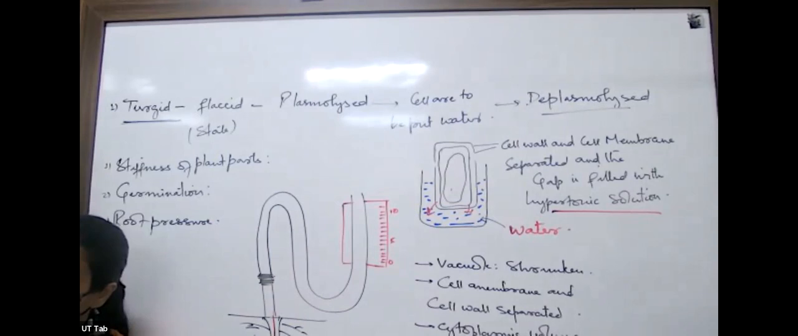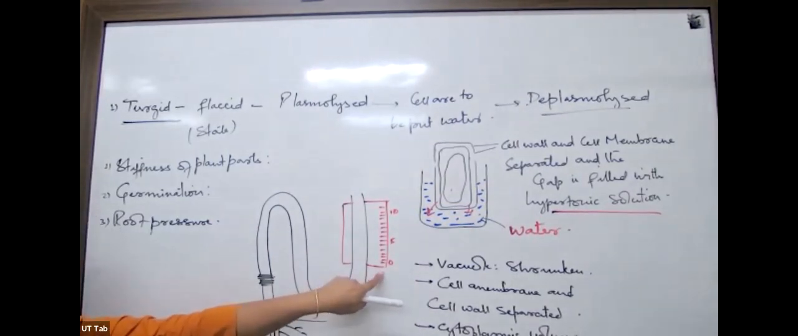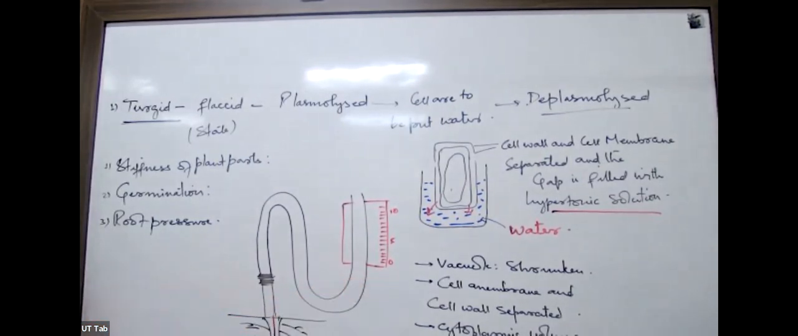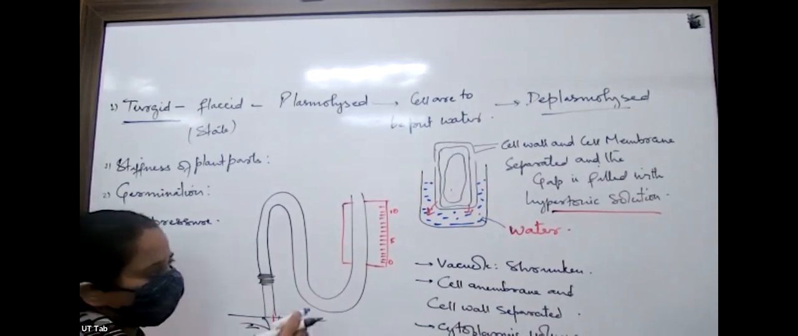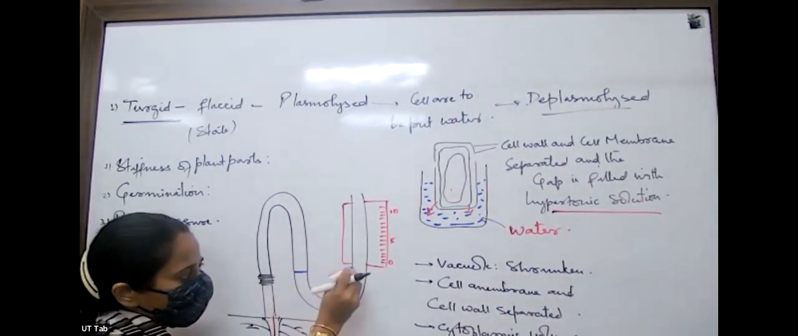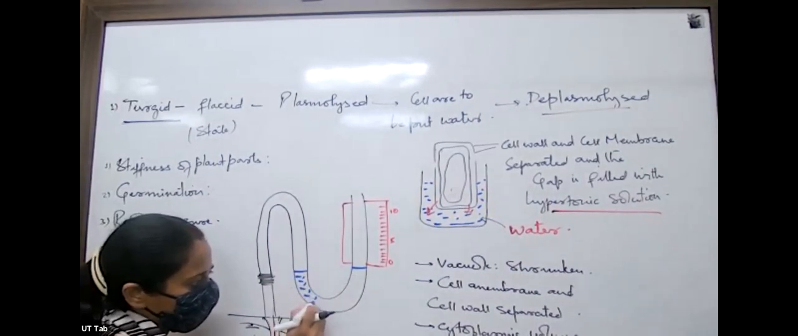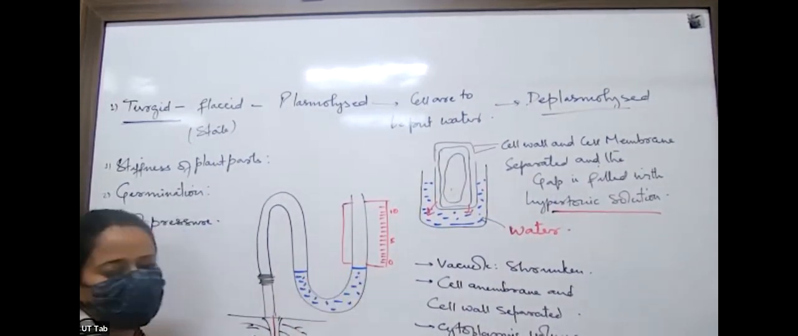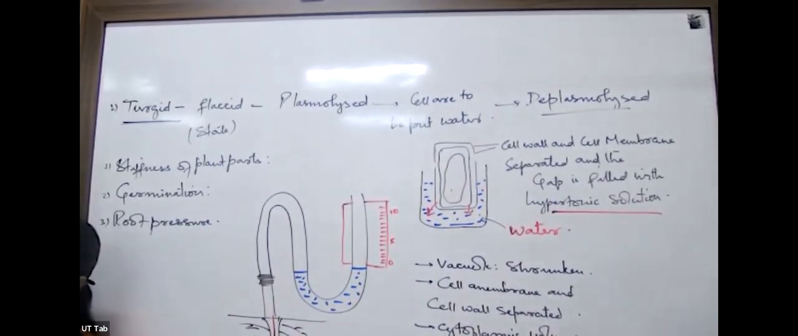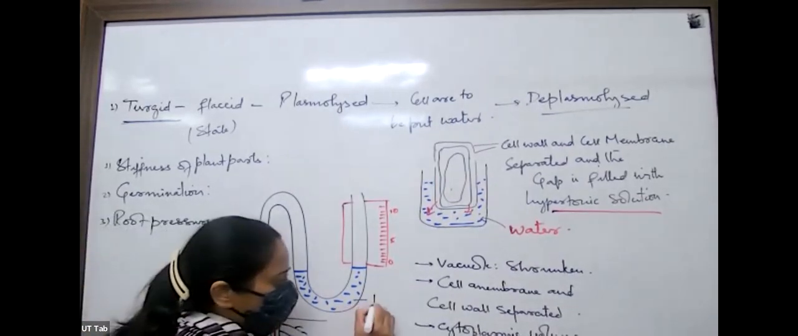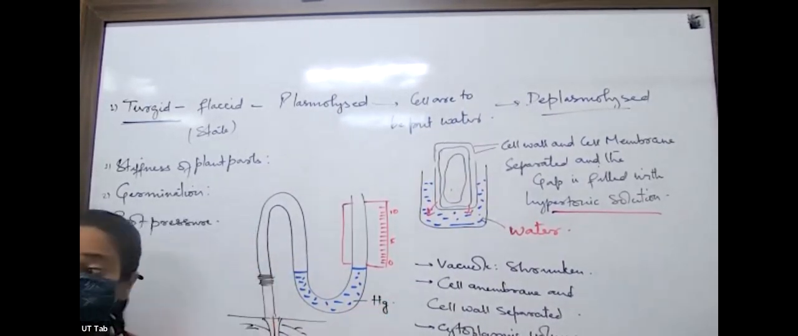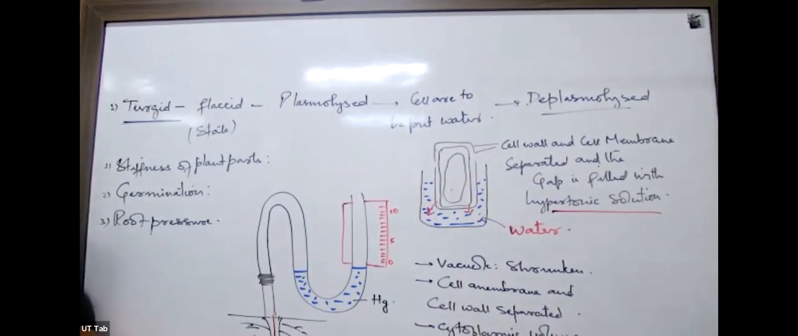So now that we are talking about this manometer, what is a manometer? A graduated scale. Next, what are we doing? We are filling a certain amount of mercury here. What is the reason for filling mercury? Because mercury does not stick to the wall. It is transparent.